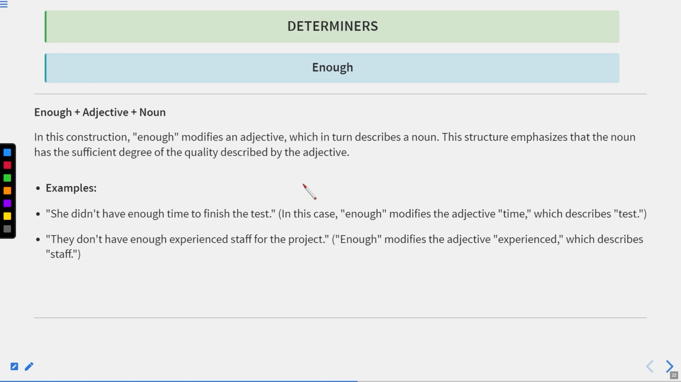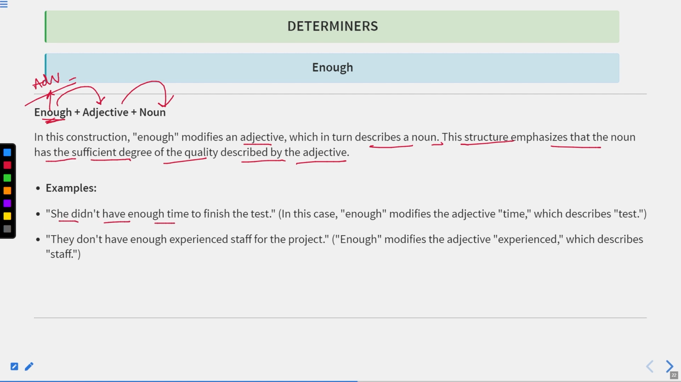Now, enough plus adjective plus noun. If we have this type of structure, first enough, then adjective, then noun, how is it possible? In this construction, enough modifies an adjective, which in turn describes a noun. If enough is describing the adjective, of course, enough will be an adverb. Why so? Because only an adverb can qualify an adjective, and this adjective qualifies the noun in turn. This structure emphasizes that the noun has the sufficient degree of the quality described by the adjective.